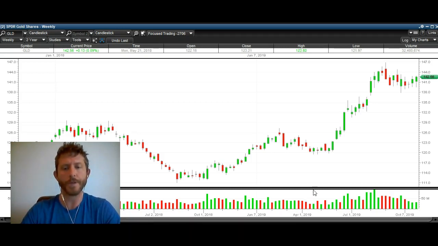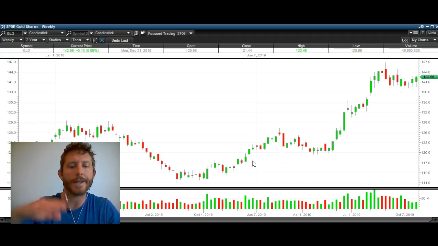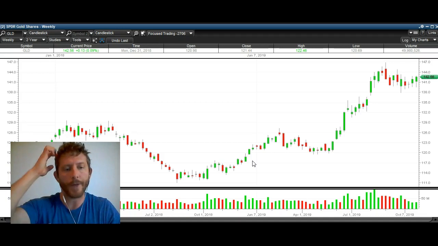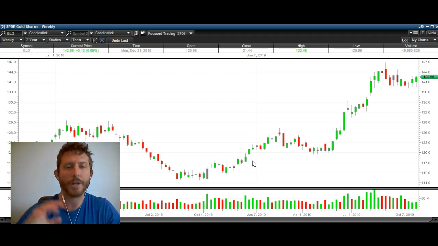So this is a weekly chart. Every candlestick represents 1 week of trading. The reason I'm showing you this is because when you have the daily chart, things can get a little messy, but when you have the weekly chart, it really makes things look a lot more simple and organized. For example, we've been in an uptrend here for the entire year, all right?